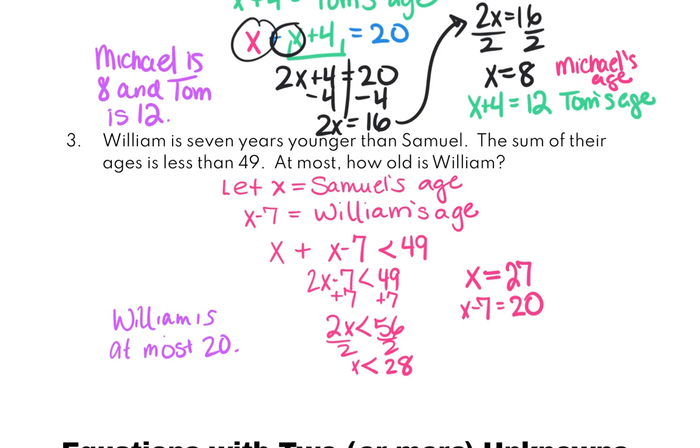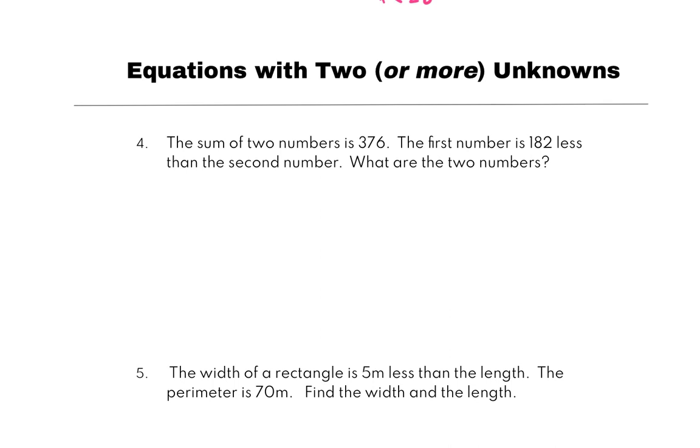Okay, for number 3, we're going to let x equal Samuel's age because we know nothing about Samuel. x minus 7 is William's age because we know he is 7 years younger. We know that the sum of their ages, x, which is Samuel's, plus x minus 7, which is William's, is less than 49. When we solve, we get x is less than 28. So less than 28, the most that Samuel can be is 27. If he's 27, x minus 7, William is at most 20. Try number 4 and see how you do.